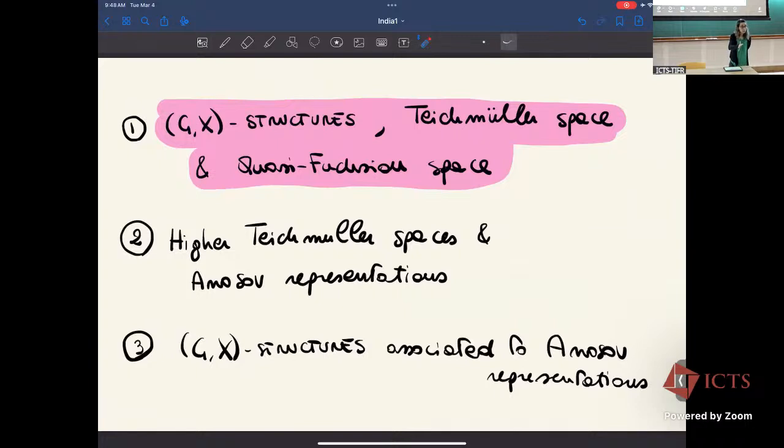So we will really start with geometric structures, Teichmüller space, and quasi-Fuchsian space. Then we will discuss the higher Teichmüller setting and Anosov representations. That will really be the framework that I will discuss more. So you should think more of the setting of quasi-Fuchsian representations rather than Teichmüller space. And then we will discuss the geometric structures associated.